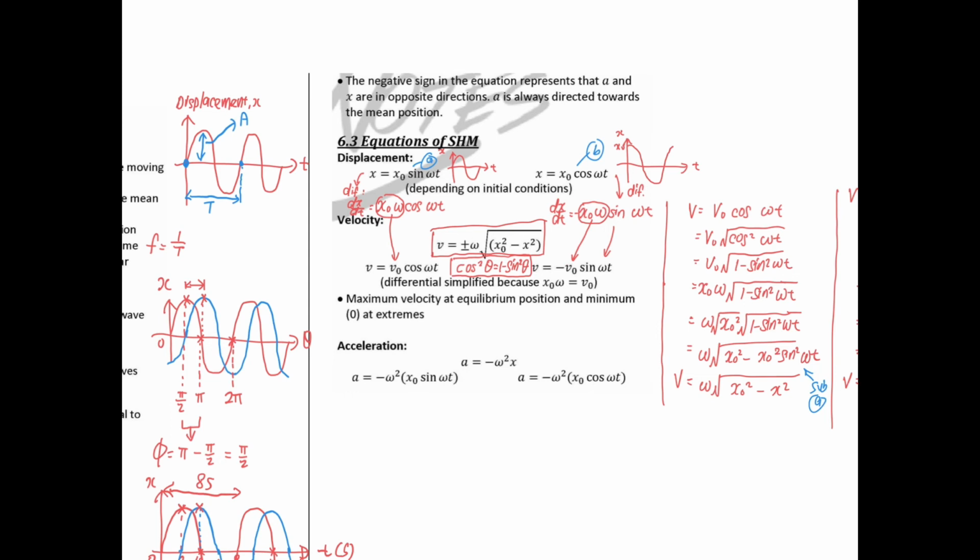But when the pendulum bob stays at extremes, your x is x naught now. If your x is x naught, then x naught square minus x naught square will end up with 0. Then velocity becomes 0. So even this equation can explain this statement. Okay, now we move on.